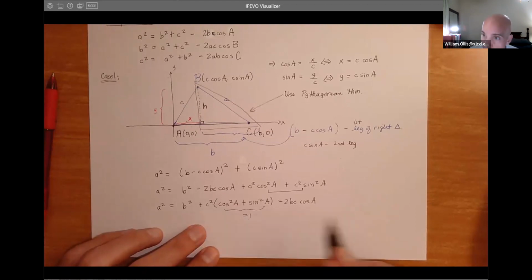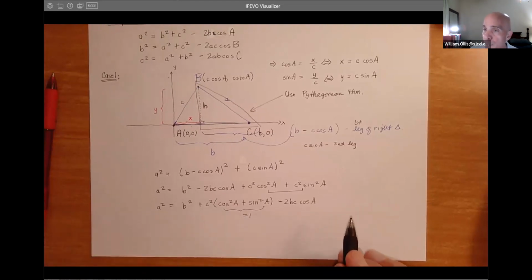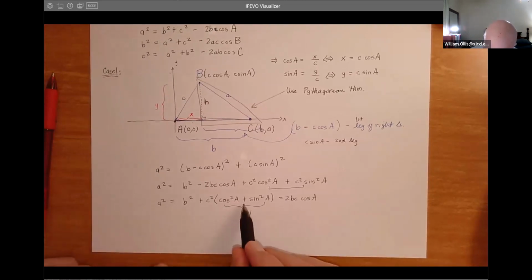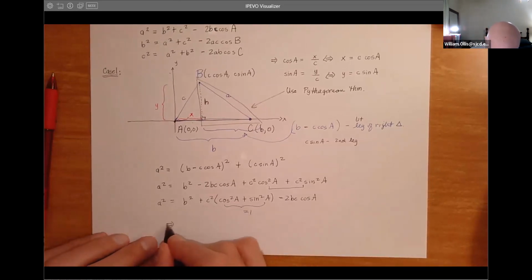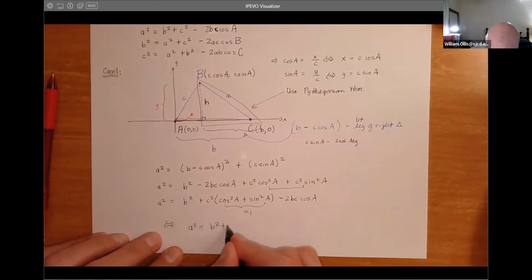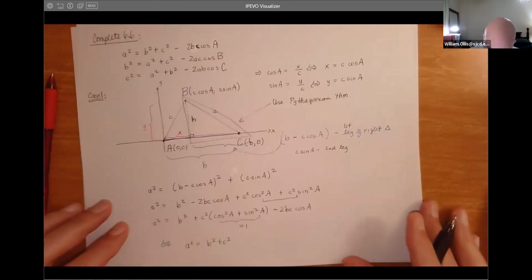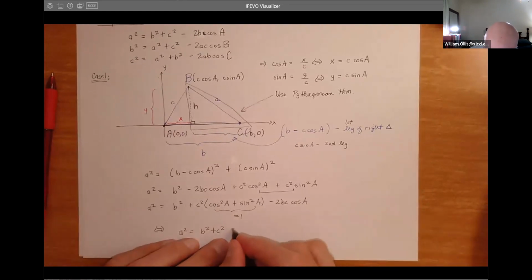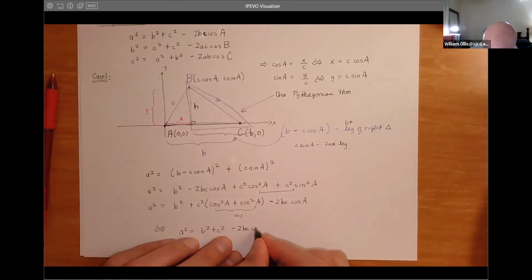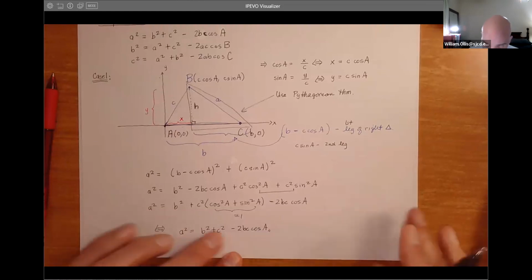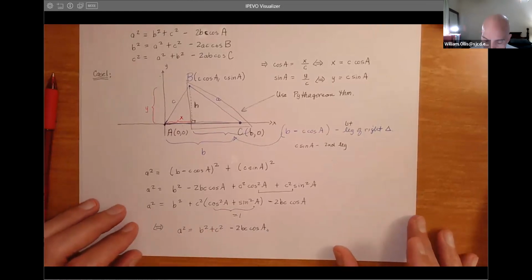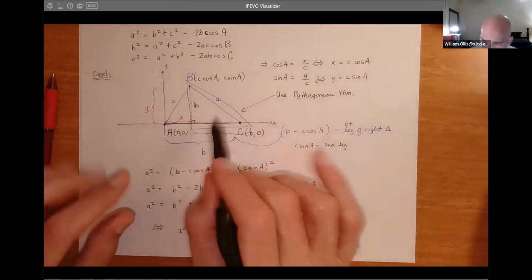This is the Pythagorean identity. We have 3 forms of the Pythagorean identity, and they're extremely important because everything basically blossoms from those identities. And so now we get the one that we need. So if and only if a squared equals b squared plus c squared minus 2bc cosine A. So at least for this acute triangle, and again, this is symmetric.